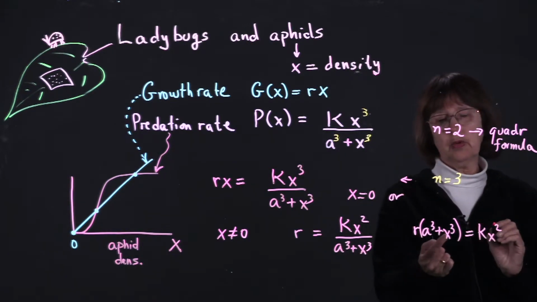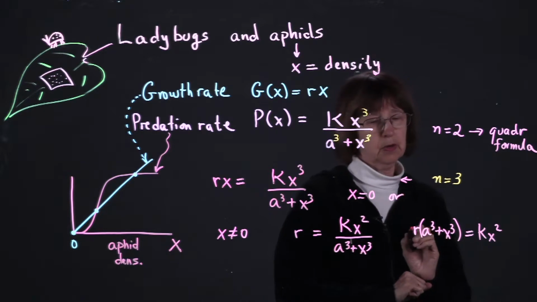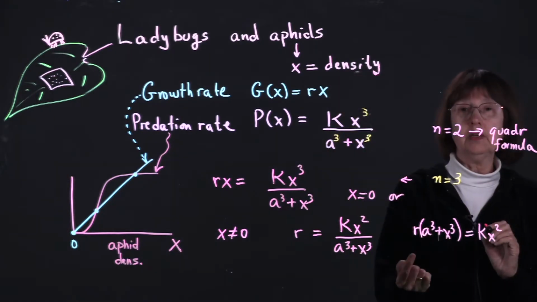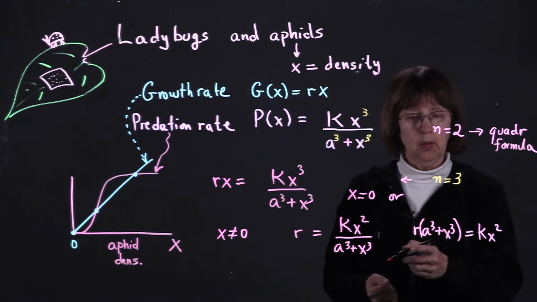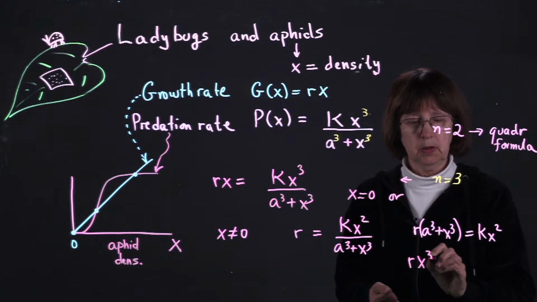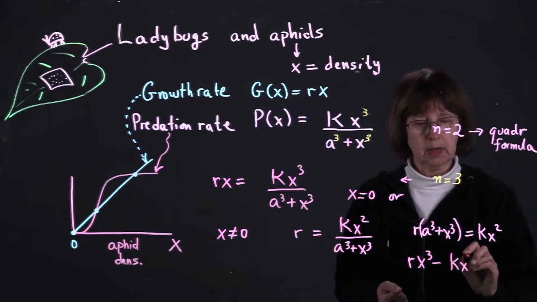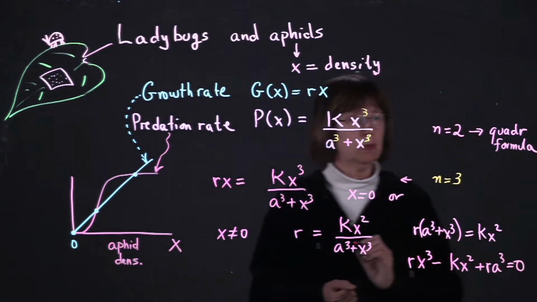we are going to arrive at a cubic equation. Notice that the highest power of x here is x cubed. There's no convenient formula for the solution of this type of equation. However, we can write this as rx cubed minus kx squared plus ra cubed equals 0.